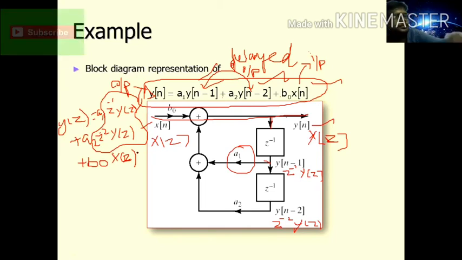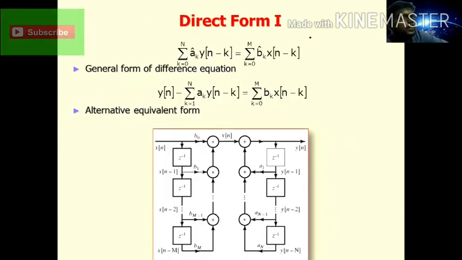Okay, so next slide. This is the direct form 1 representation, because in block diagram representation for a discrete time LTI system, we have 4 different types: direct form 1, direct form 2, cascade and parallel. In this video, we are going to discuss direct form 1. In an upcoming video I will post the remaining realization structures.